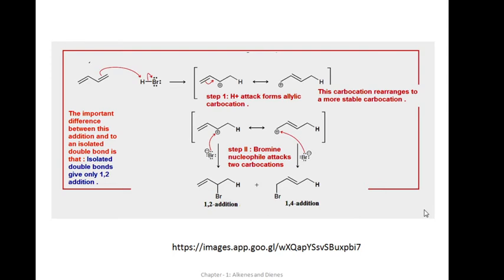Okay, we have to consider Markovnikov's rule only in the first step. In the second step, you have to consider the conjugation effect.